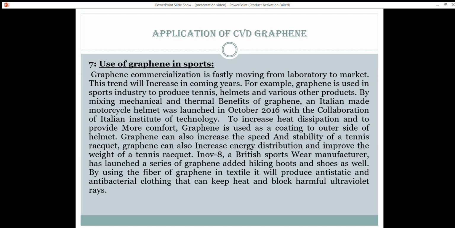By using the fiber of graphene in textile, it will provide anti-static and antibacterial clothing that will keep heat and block harmful ultraviolet radiation. So by using graphene as a coating, we can produce a strong helmet, increase the speed and stability of a tennis racket, and also improve the weight of a tennis racket. Various sports manufacturers are adding graphene to their products. And if we use the fiber of graphene in a textile, it will keep the heat and also block harmful radiation from entering the body.